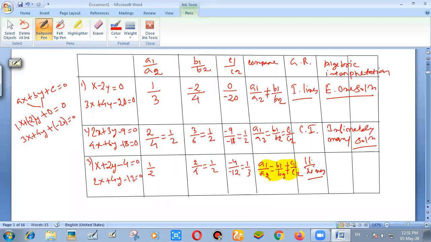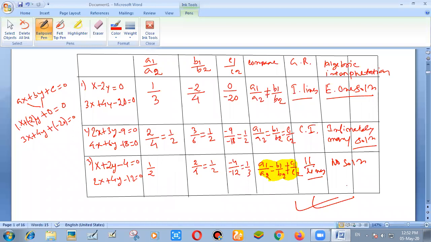Now see, if the lines represented by two equations, when plotted in the graph, are parallel, then they do not have any solution. Yes or no? Yes. So write down algebraic interpretation: no solution. Now all of you understood this table? Yes, sir.